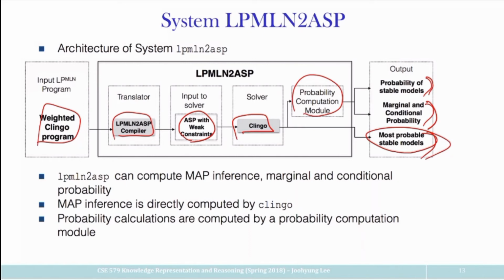But there is another mode, which is to use sampling. So it generates samples of answer sets and then approximates probability from the samples. And that's again something that you saw before. All right? Question?